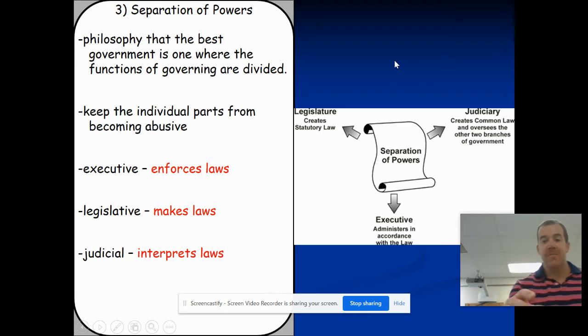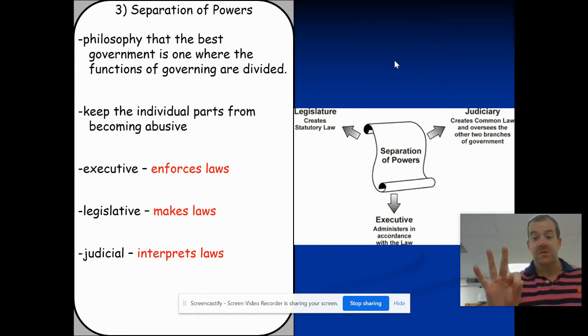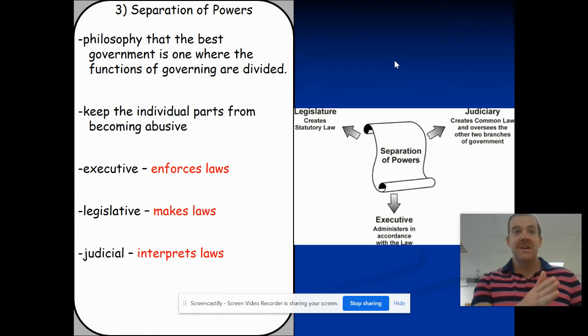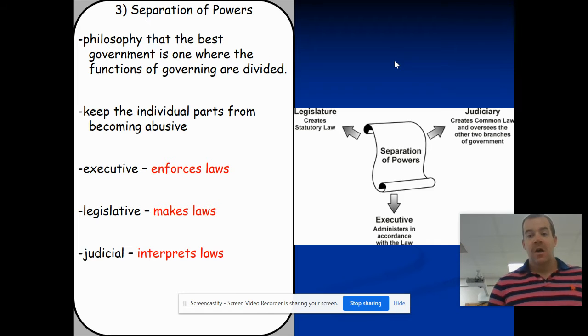The separation of powers. This is really kind of the meat and potatoes of it. It goes along with checks and balances. Three branches: executive, legislative, judicial. The way I teach it in class sometimes is I have you play paper, rock, scissors, right? You guys know how that is. You have paper, rock, and then the scissors.